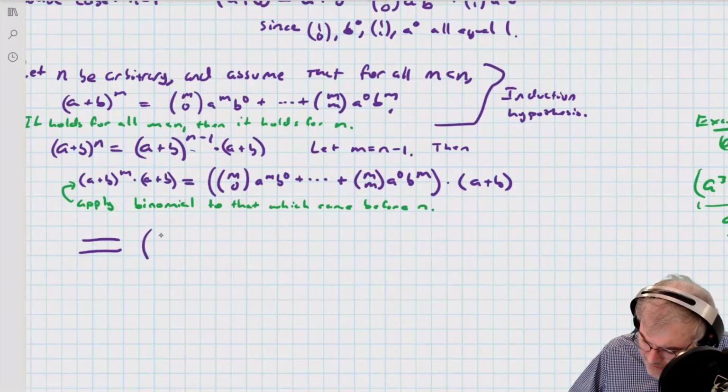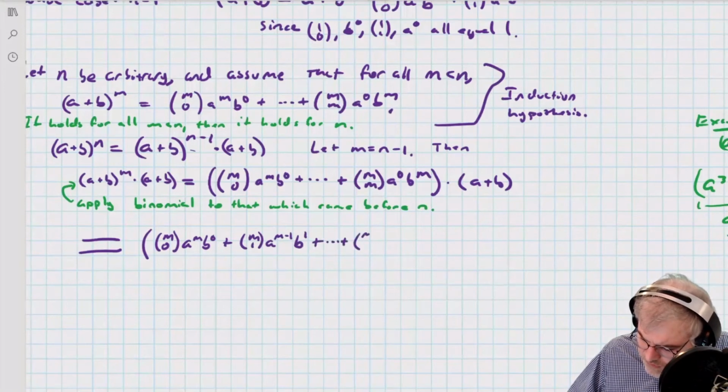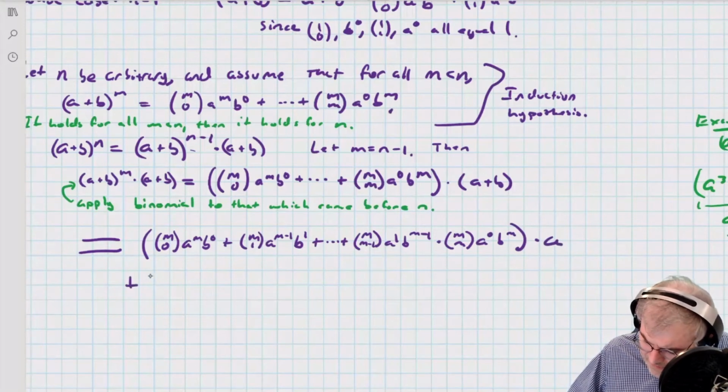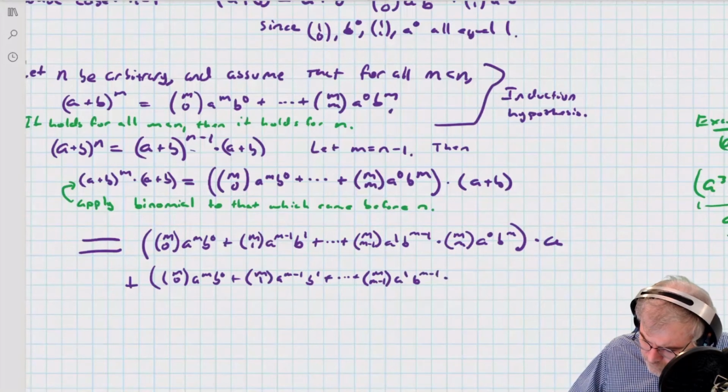So now what I'm going to have when I do this is m choose 0, a to the m, b to the 0, plus m choose 1, a to the m minus 1, b to the 1, plus dot, dot, dot, plus m choose m minus 1, a to the 1, b to the m minus 1, times m choose m, a to the 0, b to the m, times a, plus, and then I'm going to do the whole thing again, and then times b. That should be a plus, not a times.